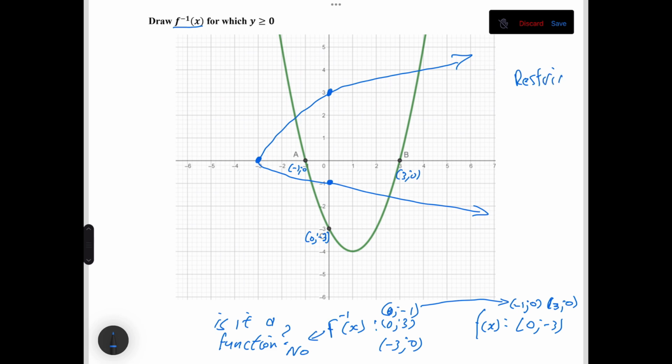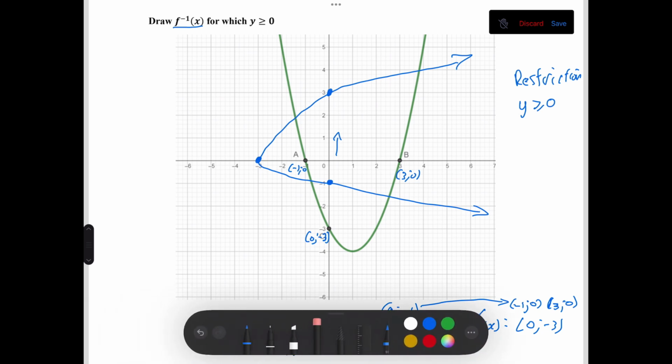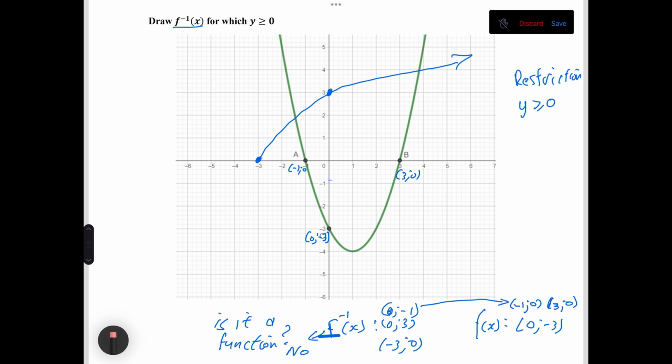Now, to make this a function, we need to add a restriction. Right, so now we're going to say y is greater than 0, which means from 0 on the y-axis upwards. And therefore, we have to remove some things. So we're going to remove the bottom part of the function. There we go. And so that is my function.